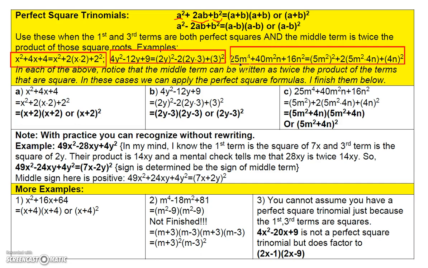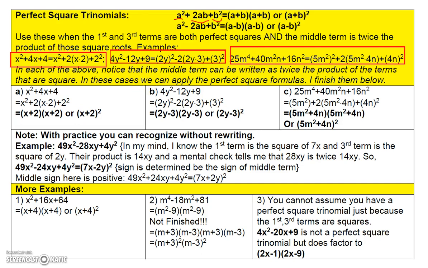Okay, here's another one. 25m to the fourth is 5m squared quantity squared, and 16n squared is 4n quantity squared. So look at the middle term, 40m squared n. Well, if you take the square root of this, you get 5m squared. If you take the square root of this, you get 4n. Multiply those together, 5m squared times 4n is 20m squared n. And if you double that, you get the middle term, 40m squared n.